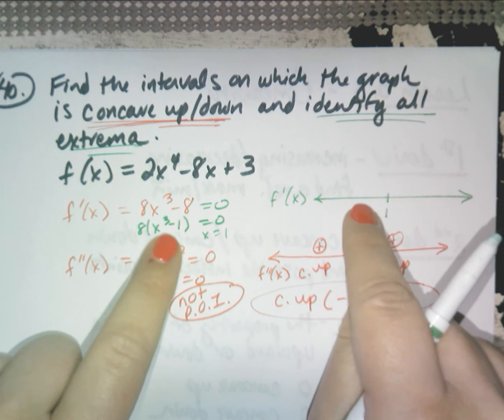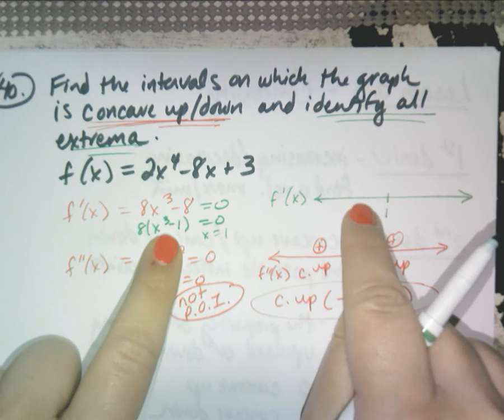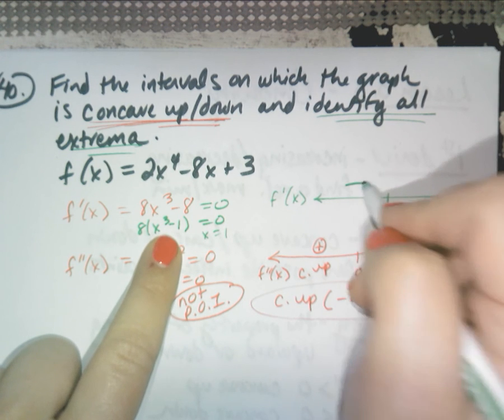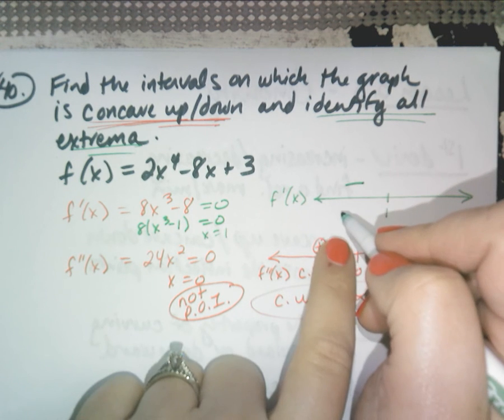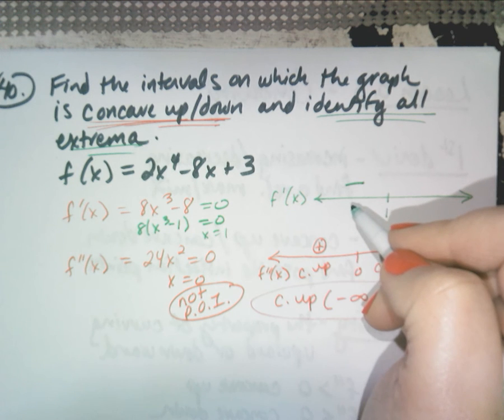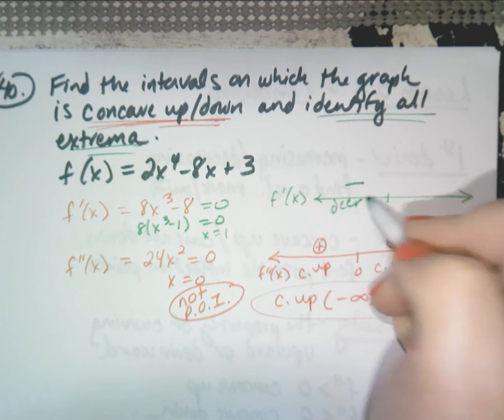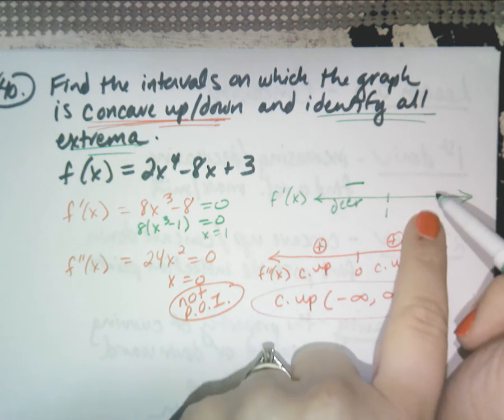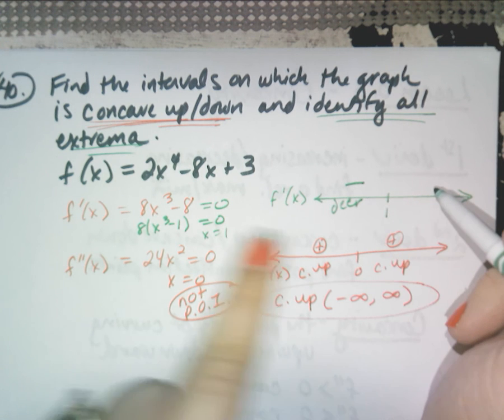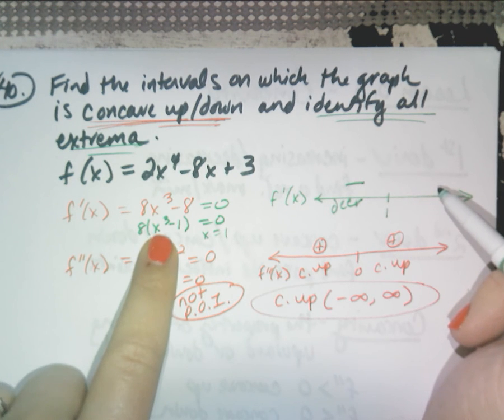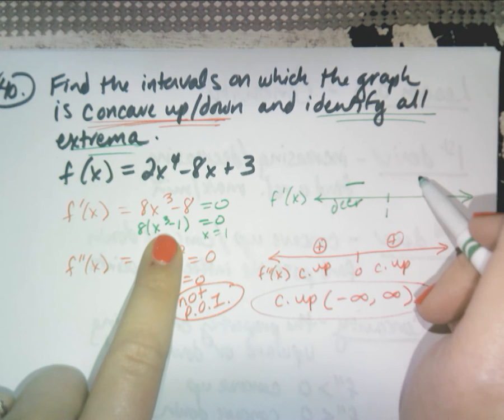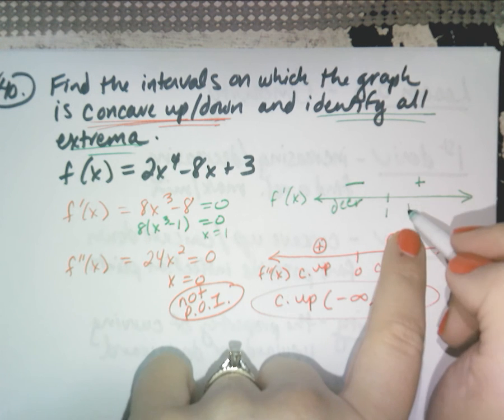So if I plug in 0, I would get positive or negative? Negative. What do I write here? Decreasing, because I'm in the first derivative. Good job. Now plug a number like 2 into the derivative, not the original. I get a positive, which means I am increasing.